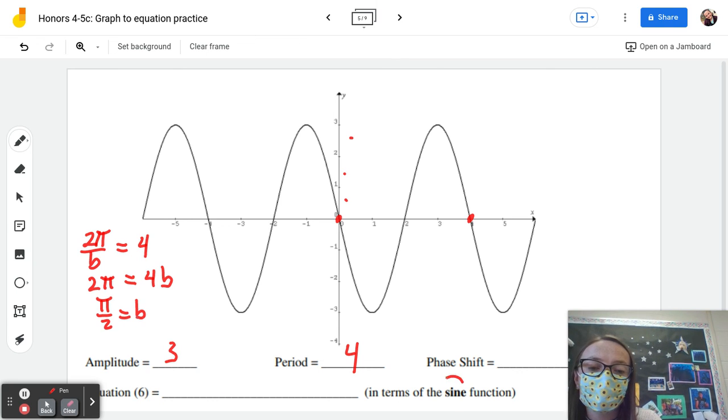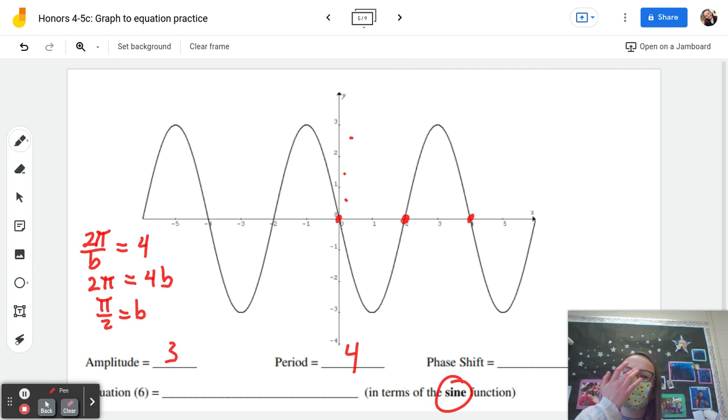My phase shift here, we're talking about the sine function. Well, the sine function typically goes up from the origin, and right now I'm going down. So there's two options here. Either A, I could start here and go up, or I could take the negative of the sine function. In this case, I'm going to go ahead and make a phase shift. So the phase shift here, normally sine starts at the midline and goes up. So I'm going to say my phase shift was right 2.